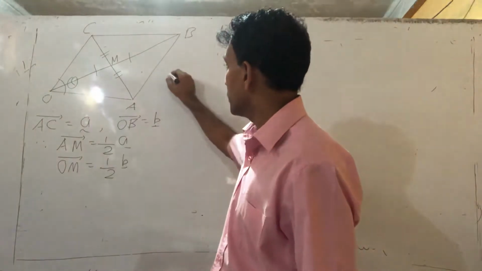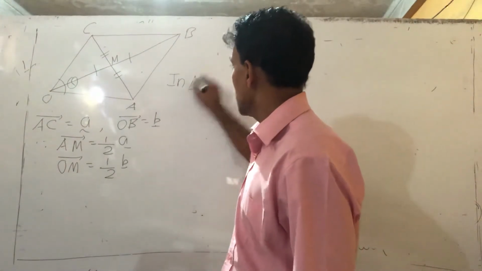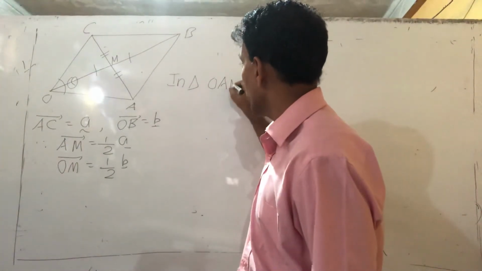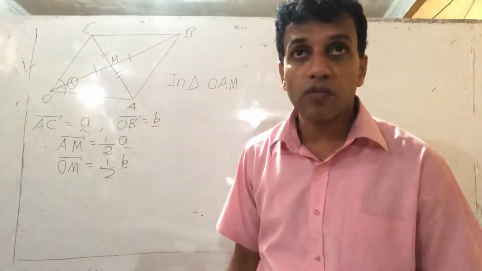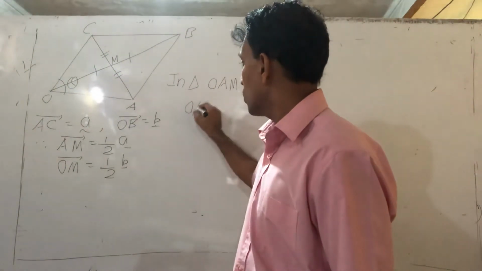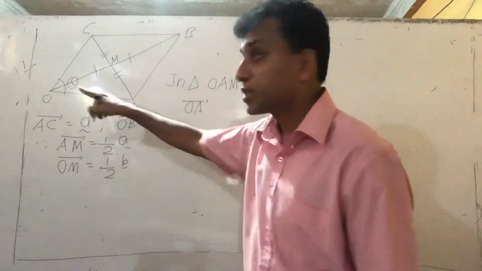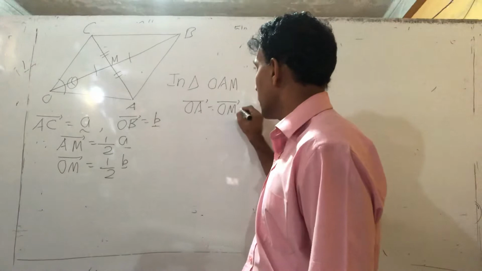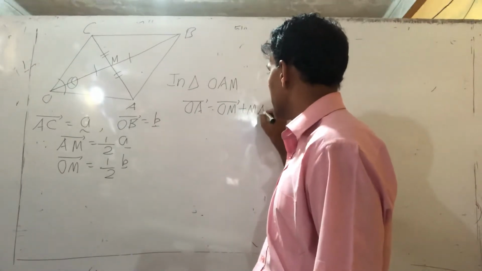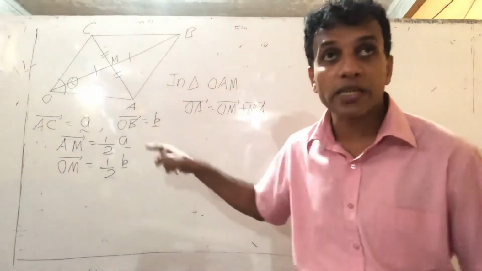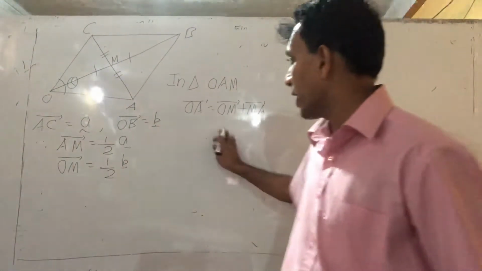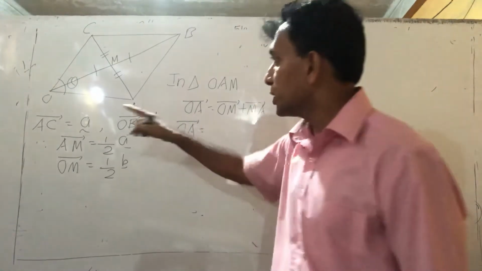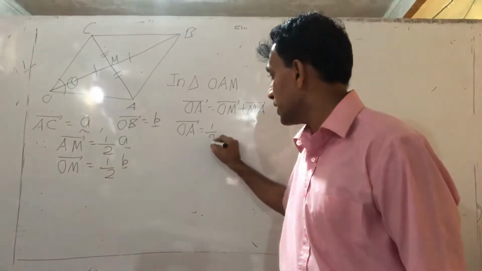So in triangle OAM, use the triangle vector addition. Vector OA equals OM vector plus MA vector, is it okay? OA vector equals what? OM plus MA vector. So OA vector, what is OM? Half vector B.